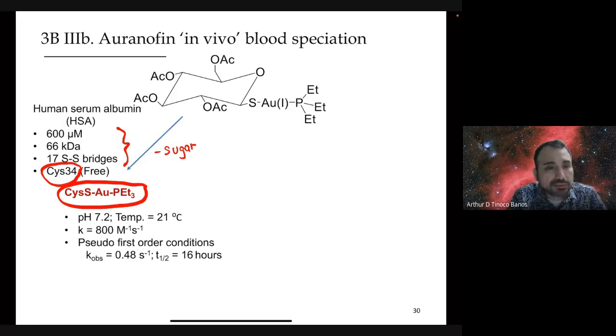All right, so this is something that has been studied at a pH that mimics the pH of the blood. This was done under pseudo first order conditions. So essentially, we're looking at a reaction between the compound and a high amount of the protein, leading to the observed rate constant of 0.48 per second. Or in other words, looking at this complexation that occurs with a half-life of about 16 hours.